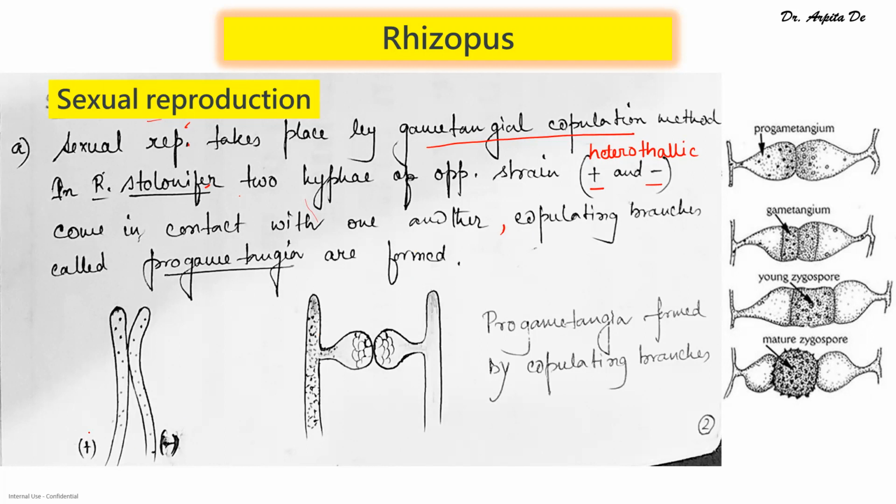See, the plus strain and the minus strain hyphae come in contact with one another. They come closer to one another. This is the minus and this is the plus. Thereafter, what happens? Progametangia are formed by copulating branches. Okay, see, progametangia are formed by copulating branches here. Next, what is happening?